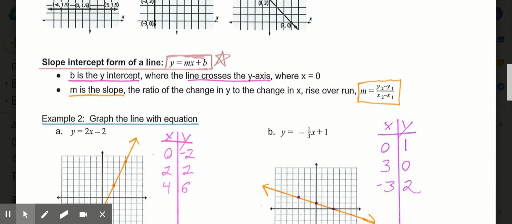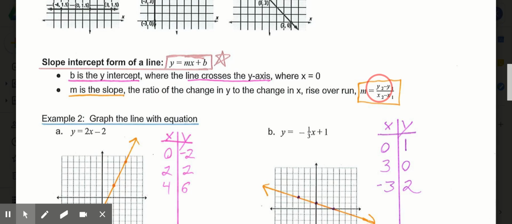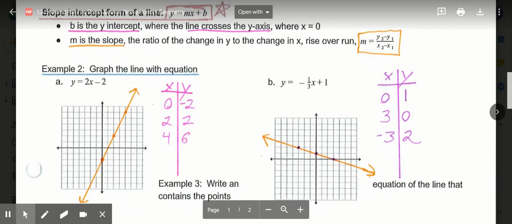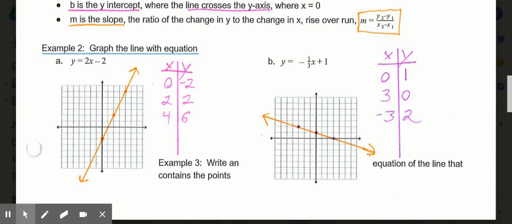There's many different ways to say it, but simply what that means is y sub 2, one of our y coordinates, minus y sub 1, our other y coordinate, and then x sub 2 minus x sub 1. So if we look here, example 2 says graph the line with this equation. There's a few different ways that we can do this graph.